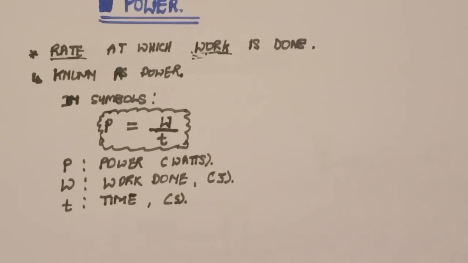So what did we say? It is important for us to understand the work done on an object, but it is also important to understand the rate at which work is done. How do we know that work is done at this rate? We have the equation P = W over T, which represents power. It's the equation to calculate power. Power is measured in watts, work done in joules, and time in seconds. That's it for power.